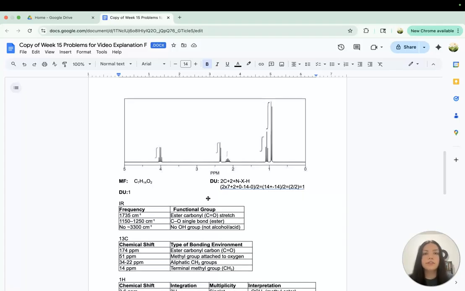A DU of 1 indicates we either have a double bond or a ring. Given the IR and NMR data, this likely indicates a carbonyl group, in contrast to a ring or a double bond in a hydrocarbon chain.